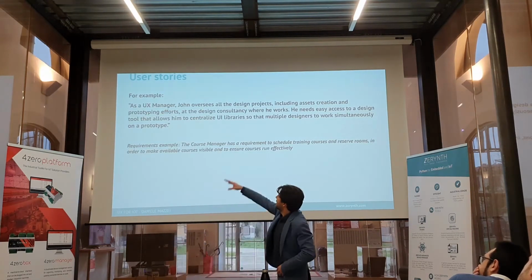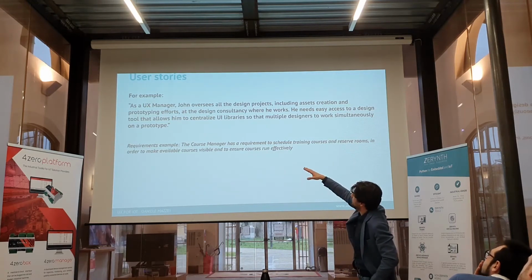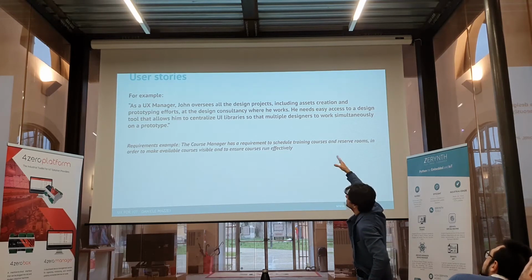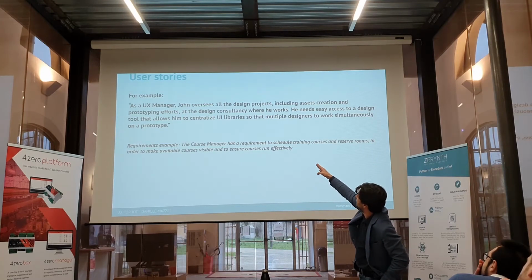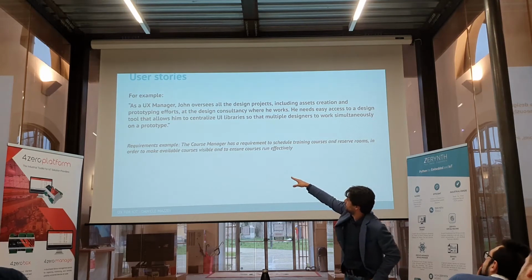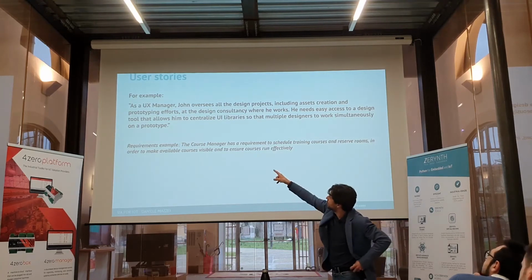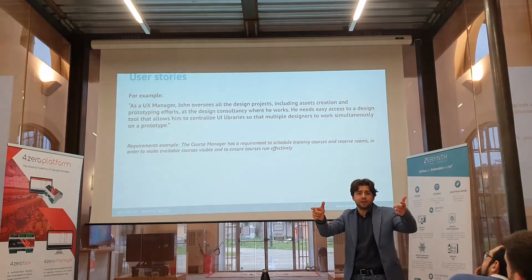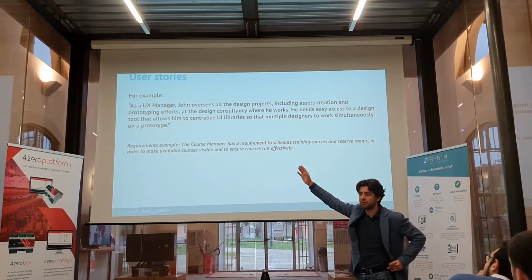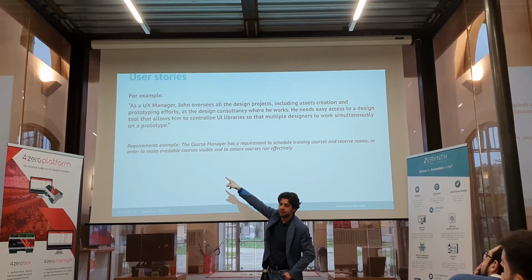An example. As a UX manager, John oversees all the design projects, including asset creation and prototyping efforts. At the design consultancy where he works, he needs easy access to a design tool that allows him to centralize UI libraries so that multiple designers can work simultaneously on a prototype. This is a very extended way of describing a user story. John is the UX manager persona. That's the persona, and here are contained all the needs and goals of John. A requirement would be written in this way.